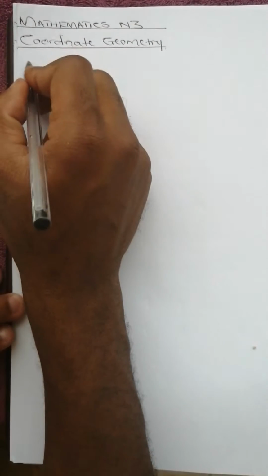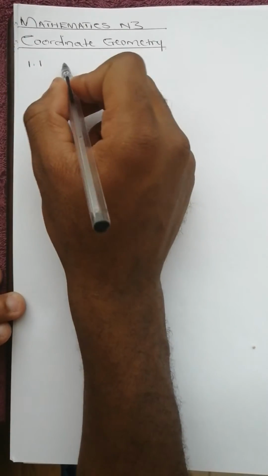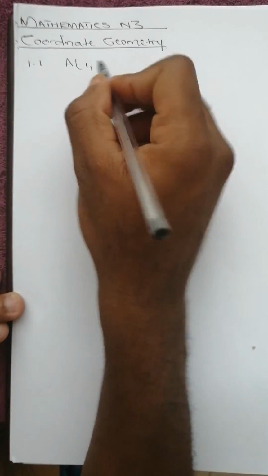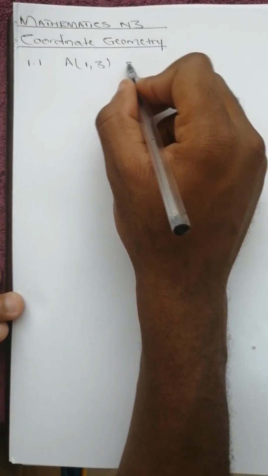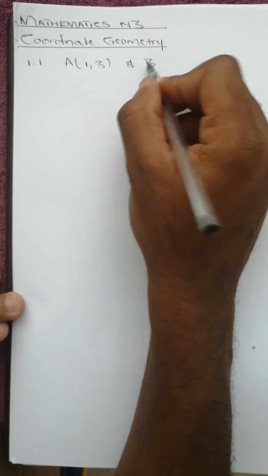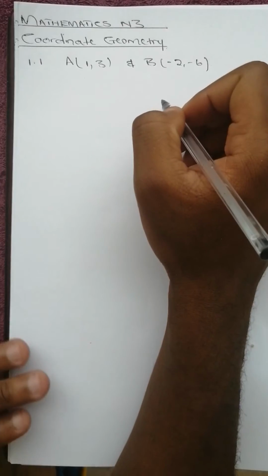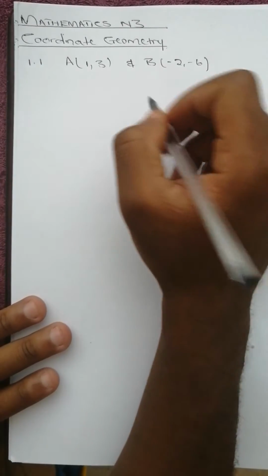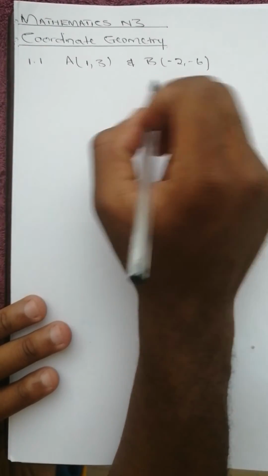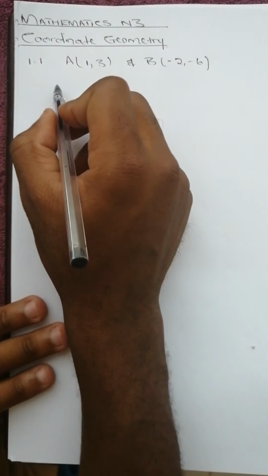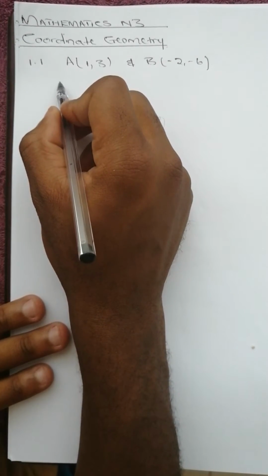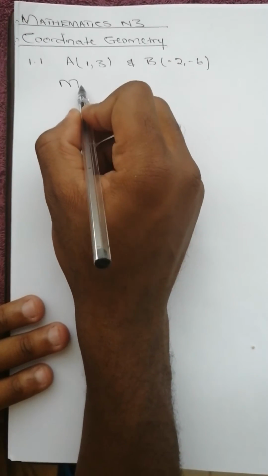1.1 we are given A as (1, 3) and B as (-2, -6), and we are told to determine the equation of the straight line that passes through both of these points.